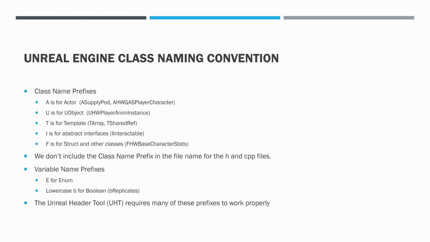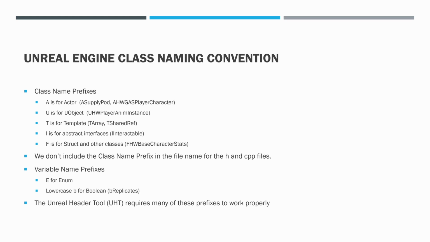A lot of times people ask, what's the difference between an actor and a UObject? The primary difference between the two is that an actor can be placed in the world. A UObject cannot. What this means is that the actor has a transformation. It has a location, a rotation, and a scale. T is for template, things like TArray or TSharedRef.